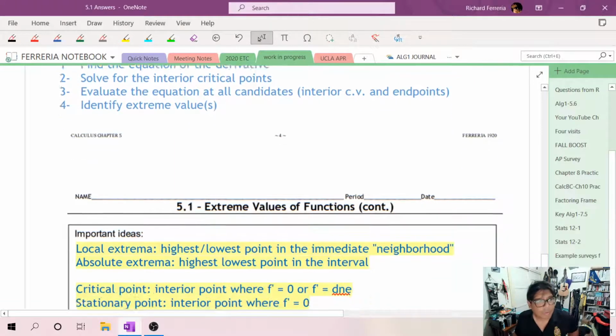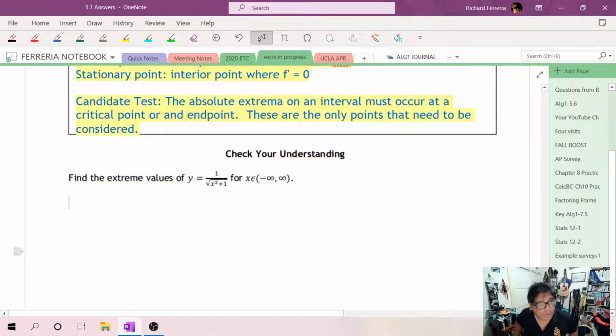Okay, so scrolling from here down at the bottom with our check your understanding, we're supposed to find the extreme values of 1 over the square root of x squared plus 1 for x between negative infinity and positive infinity. So this is a global extreme.